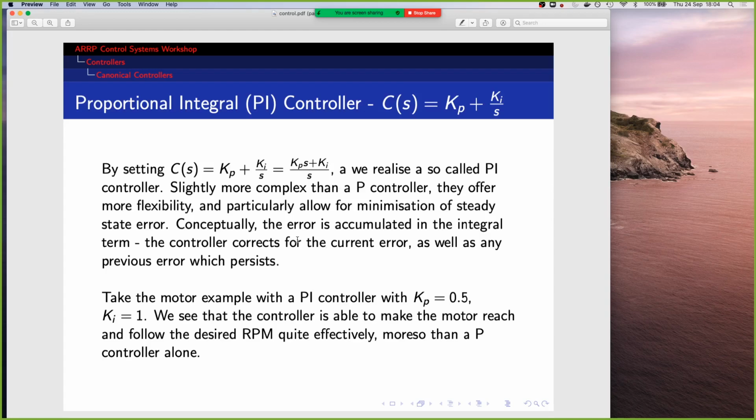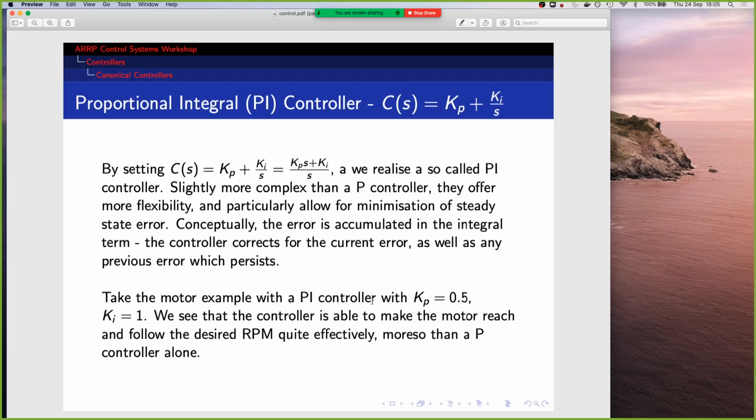Conceptually, I want you to think about it like this. The error term gets accumulated by the integrator. As the controller corrects for the current error, it also corrects for any previous error that still exists. So over time, that integrator adds up error that exists and keeps a hold of it and says, if that error is still there compared to last time, I'm going to bump up my effort a little bit more. And if it's still there, keep bumping it up, because you're still not getting any closer to that reference signal. So that's the idea of the integral term. It accumulates the error and helps the controller to correct for steady state error.